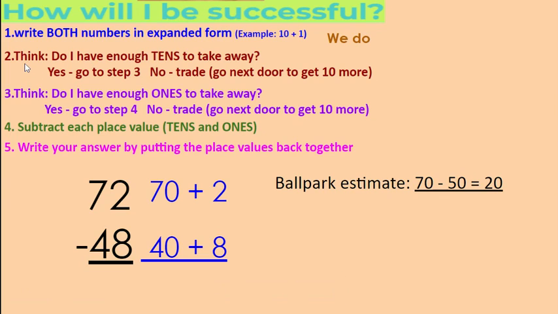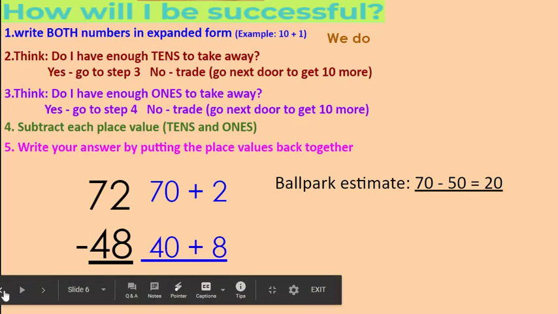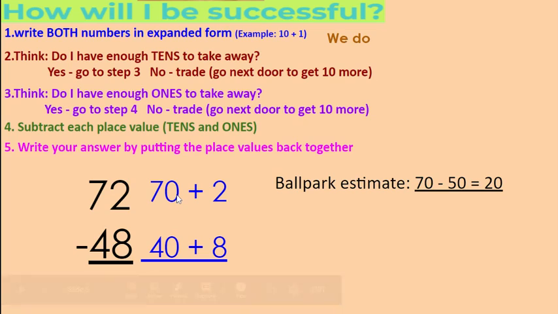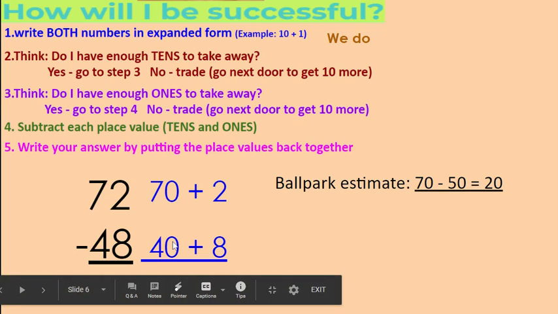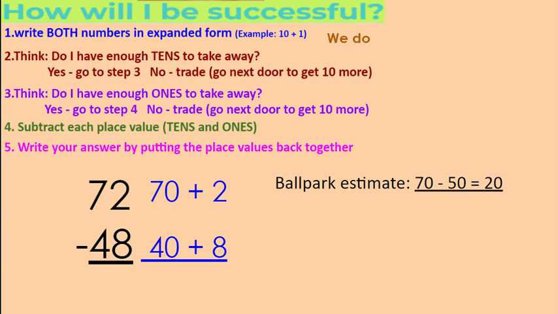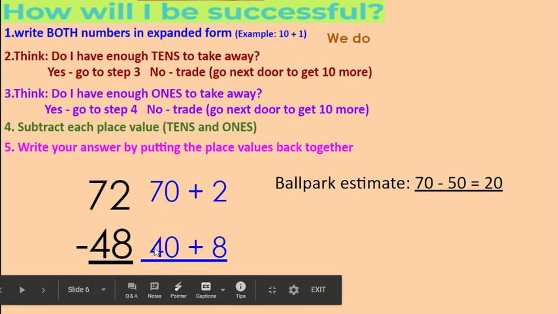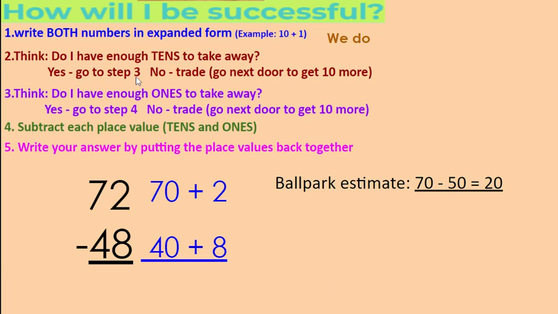Step number 2 says to think, do I have enough 10s to take away? Let's take a look at our 10s. Here you have 70, and we need to take away 40. Do you have enough to take away? Yes. 70 is more than 40, so you have enough. Since you answered yes, we're going to go to step 3.